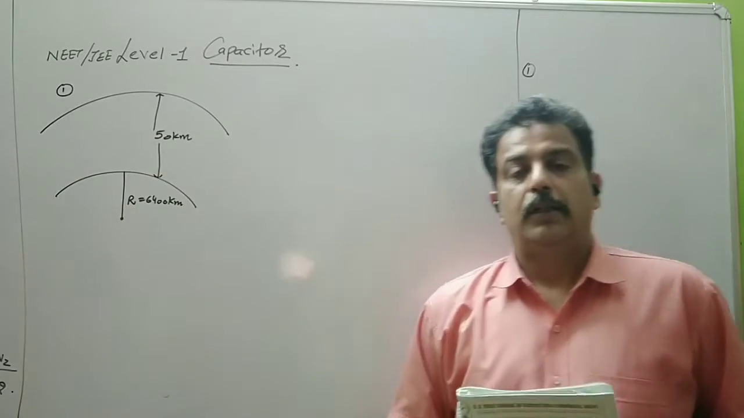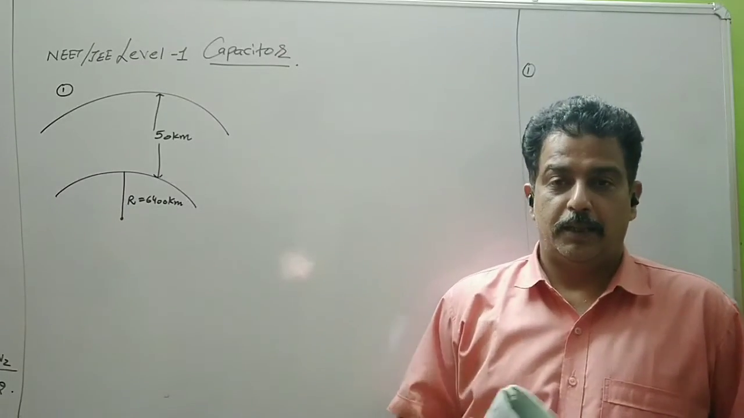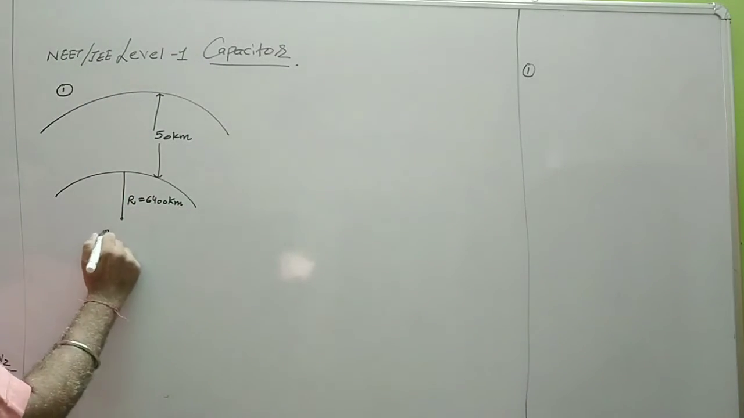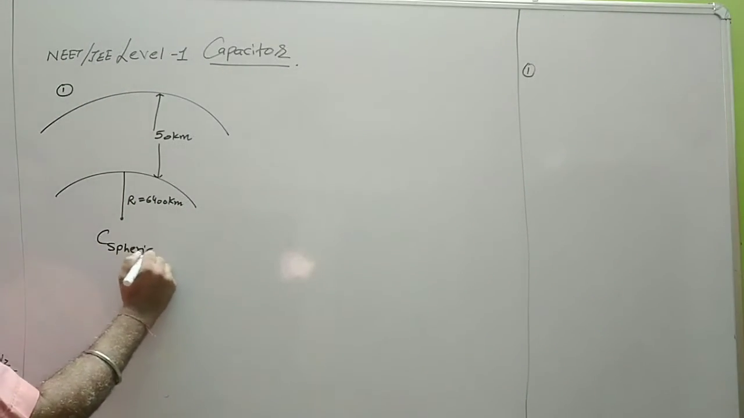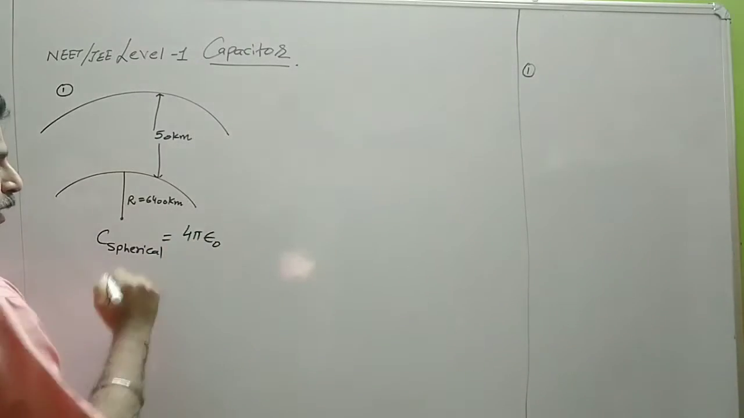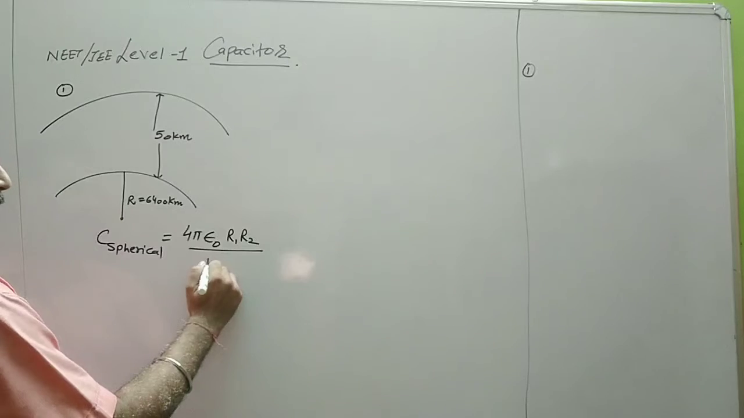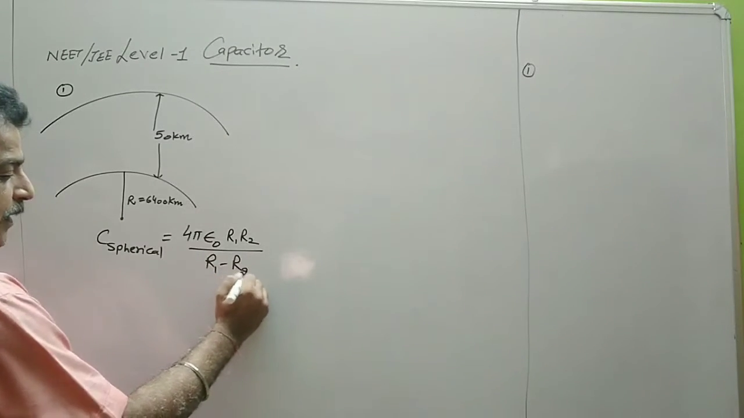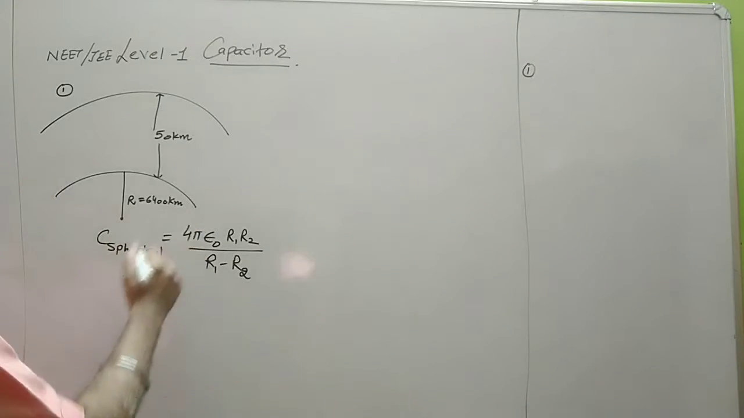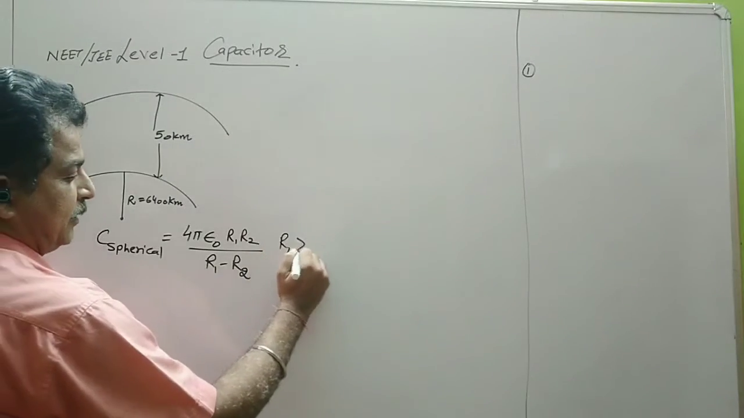Now, we did this formula in our NCERT textbook. The formula of the spherical capacitor was C spherical equal to 4 pi epsilon naught, times the product of the radii of the two spheres, divided by the outer radius minus inner radius. So this was the situation. We have to simply substitute the values, R1 is greater than R2.